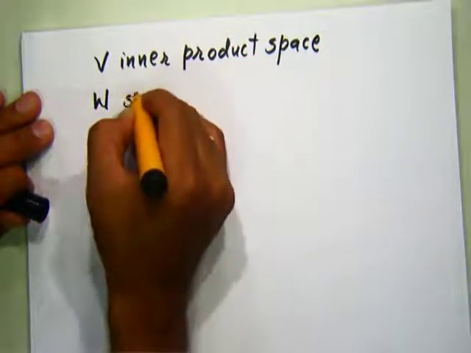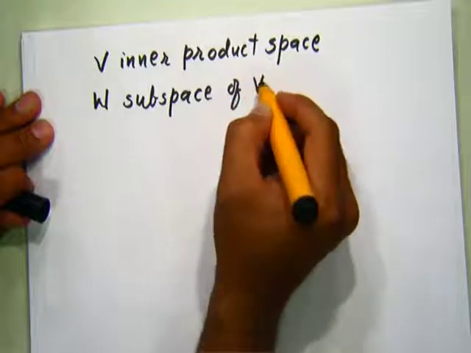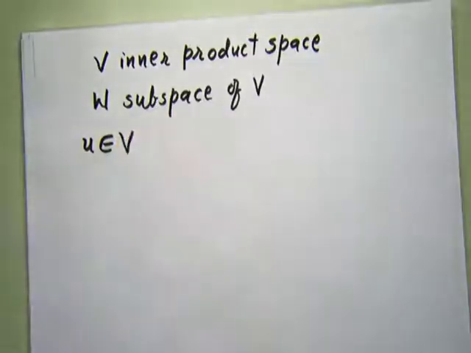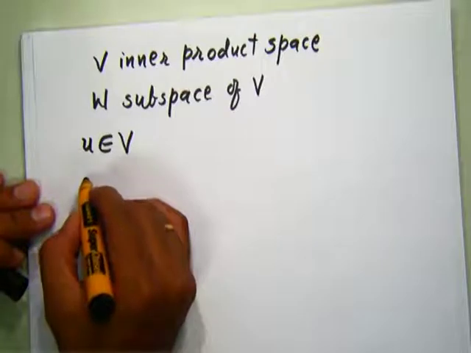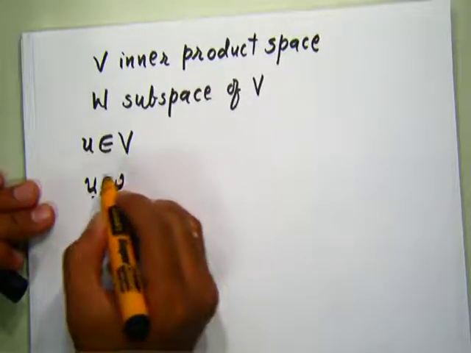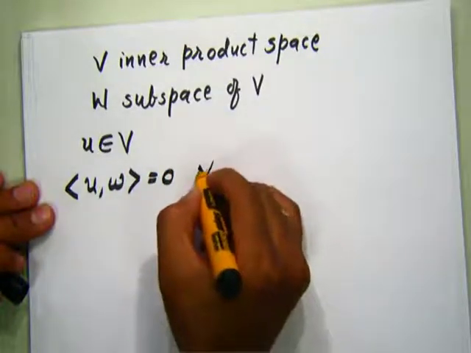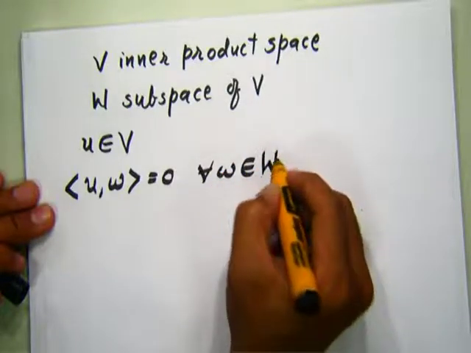W is a subspace of V. Take any vector u from V. Now when can we say this u is orthogonal to W? If it is orthogonal to every vector in W. Mathematically it can be written this way: the inner product of u, w equals 0 for every vector w in capital W.